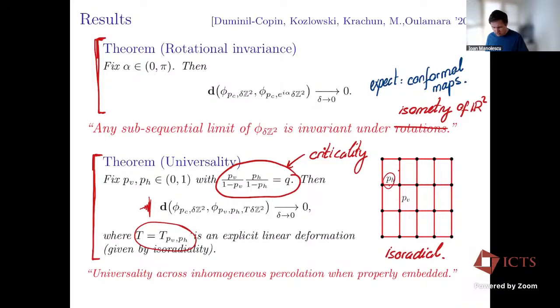Maybe I should mention that these isoradial graphs are much more general than what is drawn here. Ulrich, who is there with you, can tell you much more about this and can tell you how you can extend this result of universality to more general isoradial graphs. Basically, any biperiodic isoradial graph will fall into the same category. So that's what I wanted to mention here.